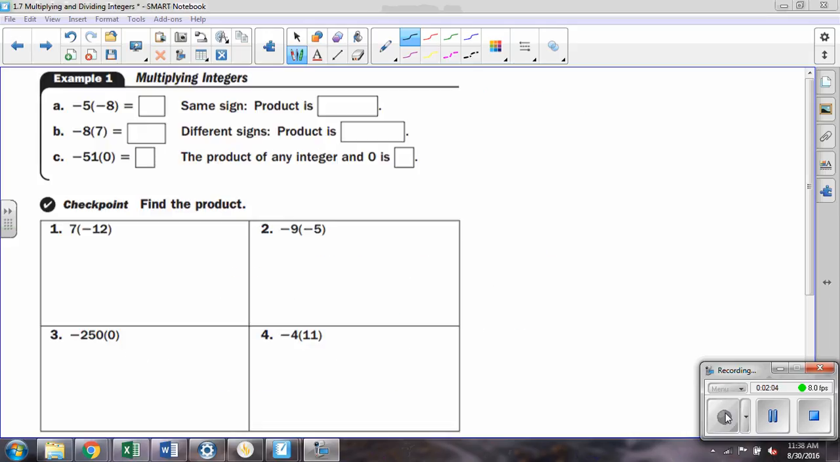All right, so starting with our first example then. Negative 5 times negative 8. The signs are the same. What does that mean for the answer? It will be positive. So we have 5 times 8 gives us positive 40. Negative 8 times positive 7. The signs are different. That tells us that their product will be negative. So 8 times 7 equals 56. Different signs tells us negative 56.